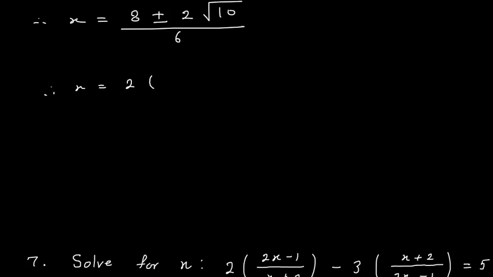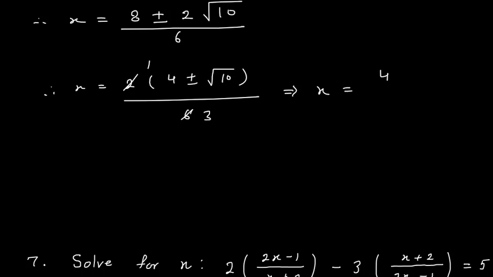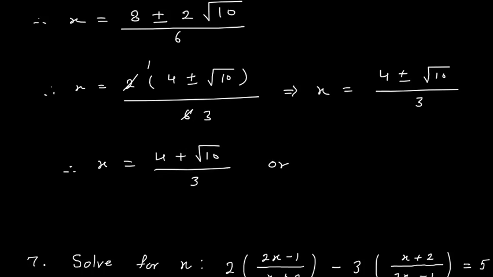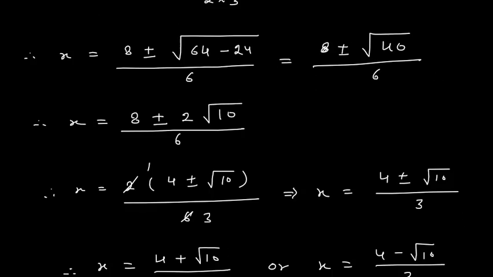So we take 2 common. It is 4 plus minus root 10 whole divided by 6. So therefore this implies that x is equal to 2 1 the 2, 2 3 the 4 plus minus root 10 divided by 3. So therefore finally x is 4 plus root 10 divided by 3, or x is equal to 4 minus root 10 divided by 3. So the value of x is 4 plus root 10 divided by 3, or the value of x is 4 minus root 10 divided by 3.